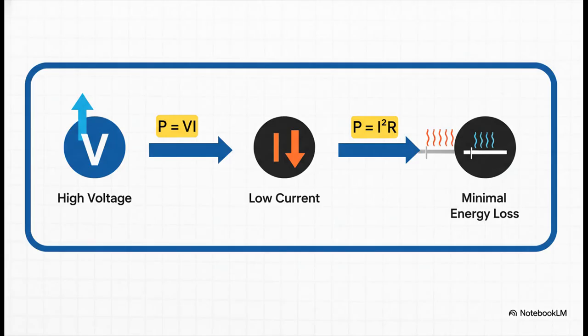And here it is. This is the big why. The whole reason the system is designed this way is to minimize wasted energy. We step the voltage way up, which, because P equals VI, makes the current drop right down. So why do we want a low current? Well, because the energy lost as heat in the wires is calculated by P equals I squared R. If that I is tiny, then I squared is even tinier, which means an exponentially smaller amount of energy is wasted as heat. That is the secret sauce to the national grid's efficiency.